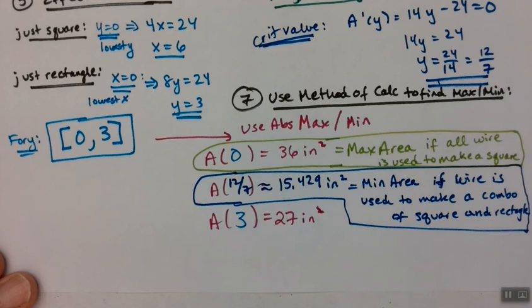They didn't actually ask for the dimensions. They actually just asked for the areas themselves. So the min area and the max area is all it was looking for. And then this one, where it's all used to make the rectangle, was kind of in the middle, so it didn't count as one of the answers we were looking for.